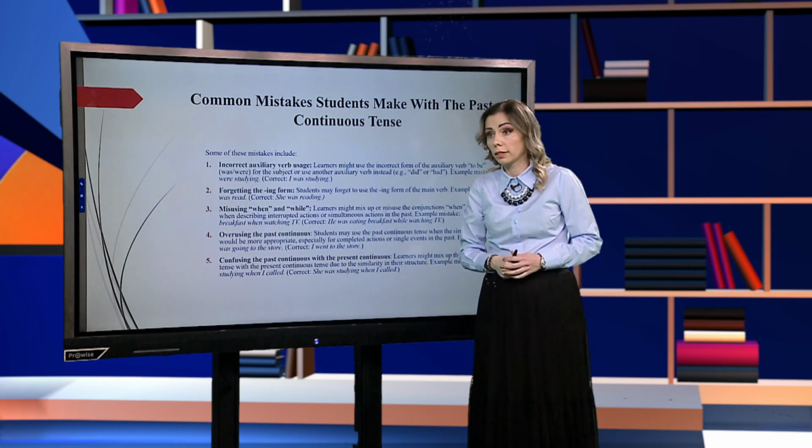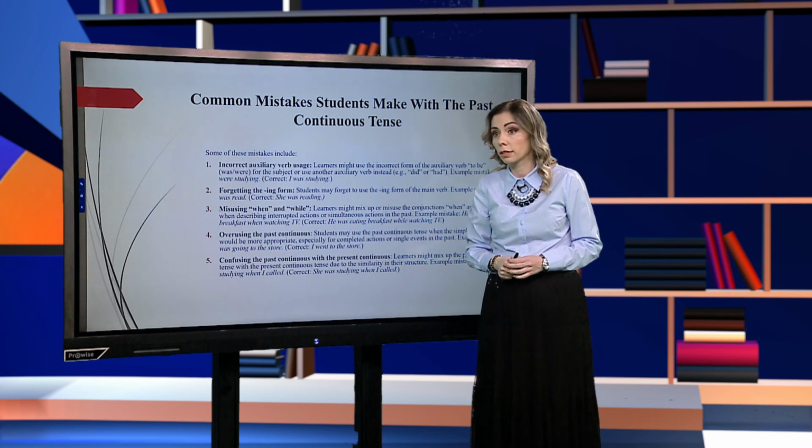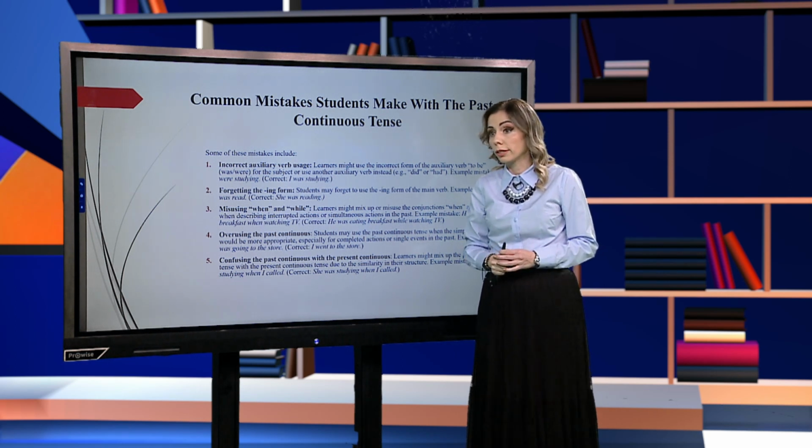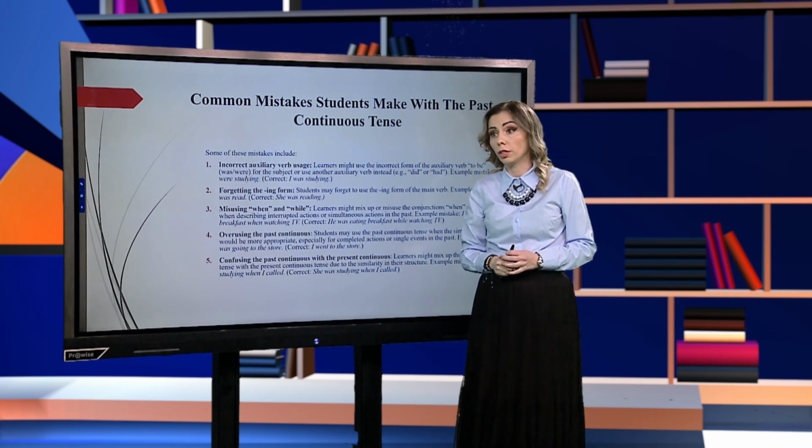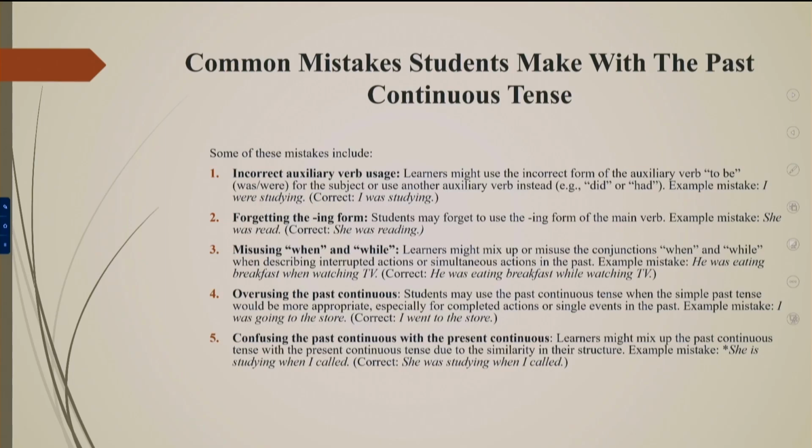We have some common mistakes that students make with the past continuous tense. These mistakes include incorrect auxiliary verb usage. For example, learners might use the incorrect form of the auxiliary verb to be, like was or were, for the subject, or use another auxiliary verb instead, for example, did or had. So it's incorrect to use did or had as an auxiliary verb for the past continuous. Example of mistake: I were studying. Correct is I was studying. You can't say I were studying.